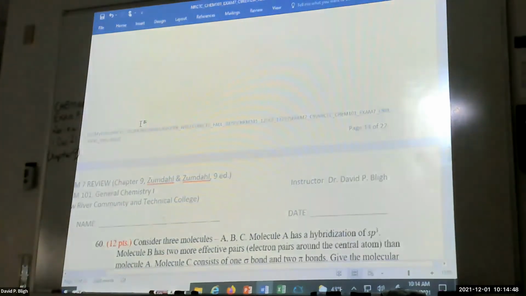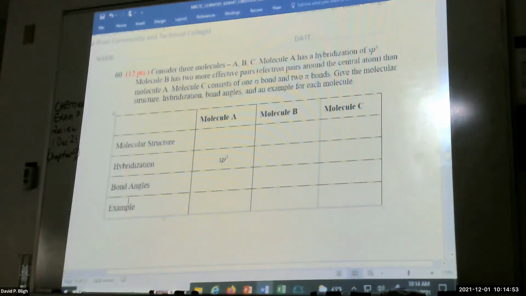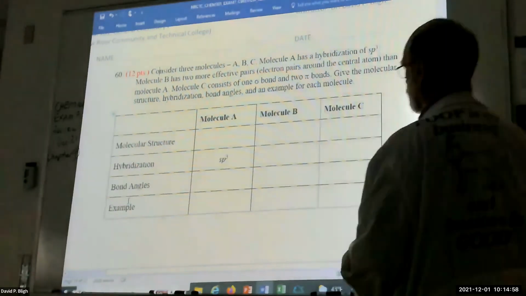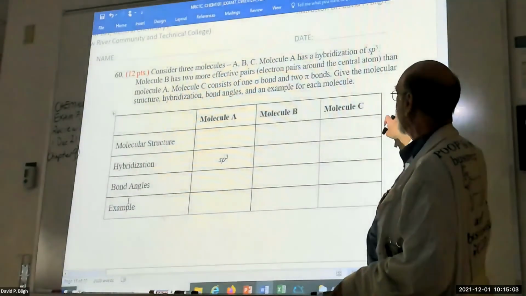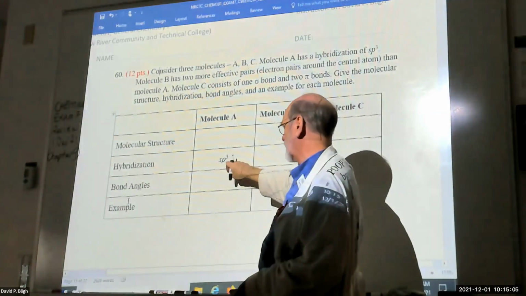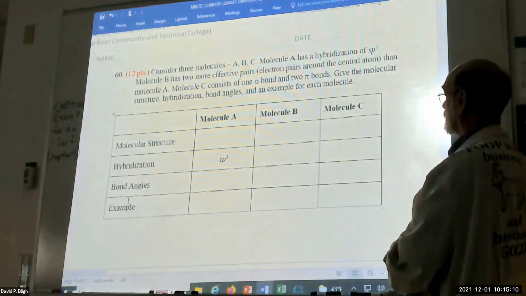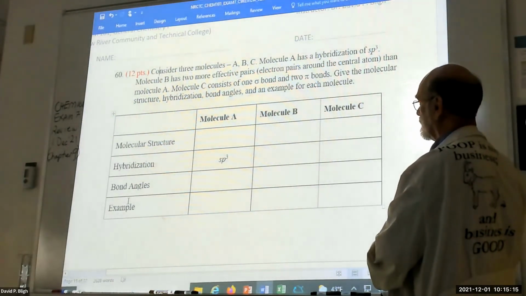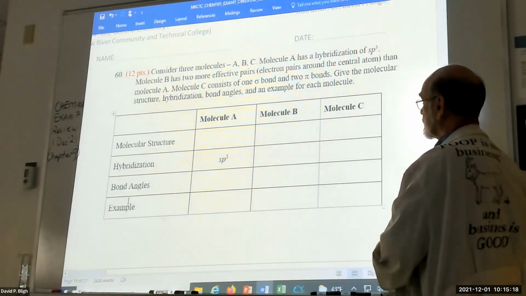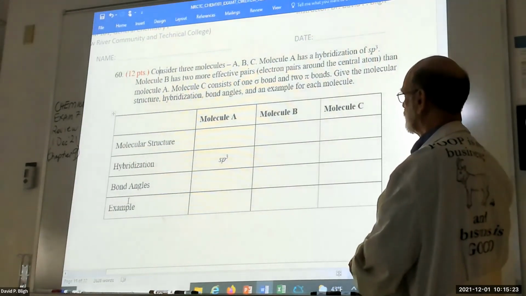Okay, 60. Let's see here. How much of this can I get on the board? Oh, the whole thing. There we go. All right. Consider these 3 molecules: molecule A, B, and C. Molecule A has a hybridization of sp3. That's given right here. Molecule B has 2 more effective pairs of electrons around the central atom than molecule A. Molecule C consists of a sigma bond and 2 pi bonds. Give the molecular structure, hybridization, bond angles, and an example.